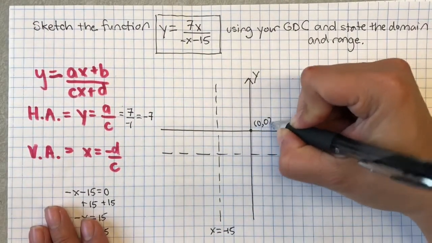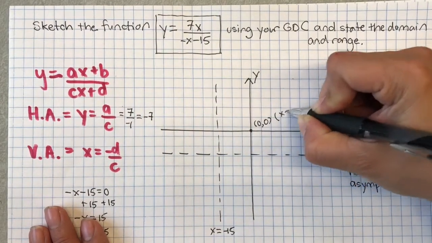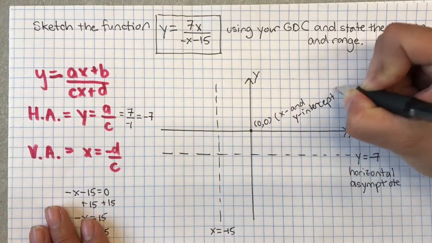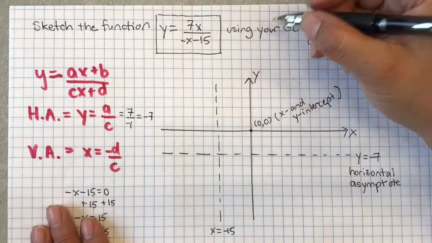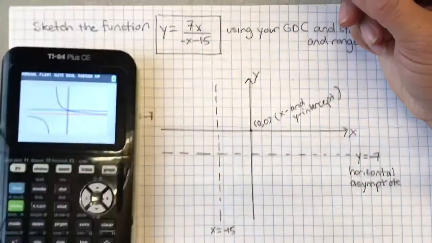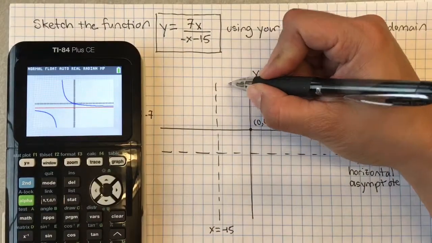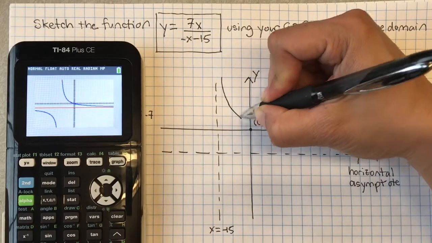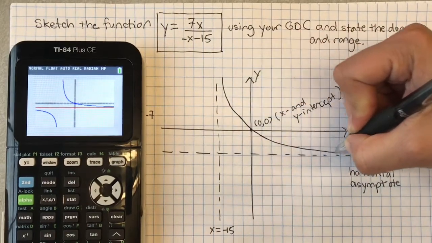Got 0, 0, the x and y intercept. I'm going to draw gently through to get that curve shape.